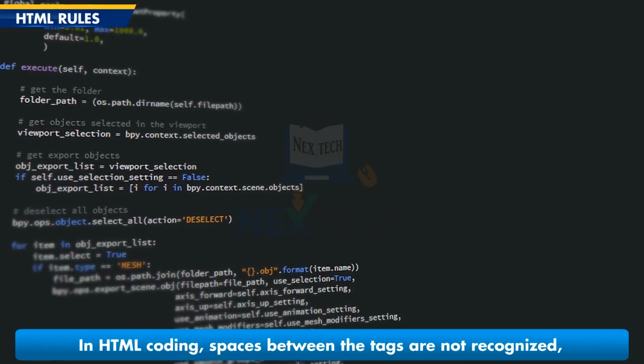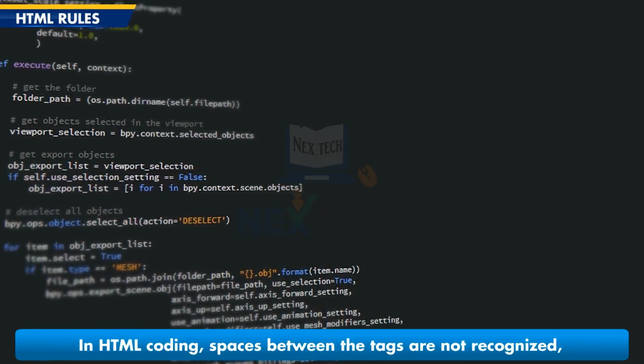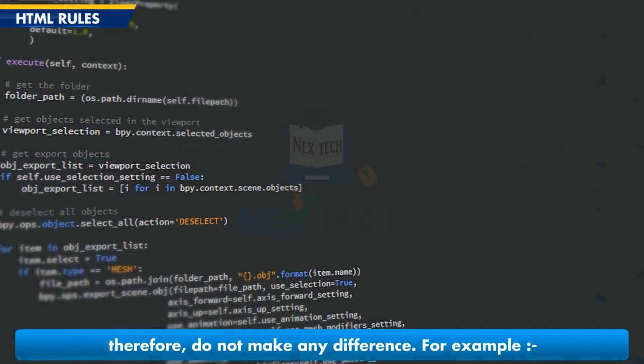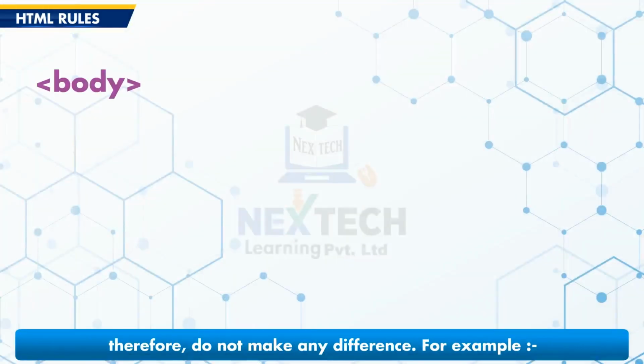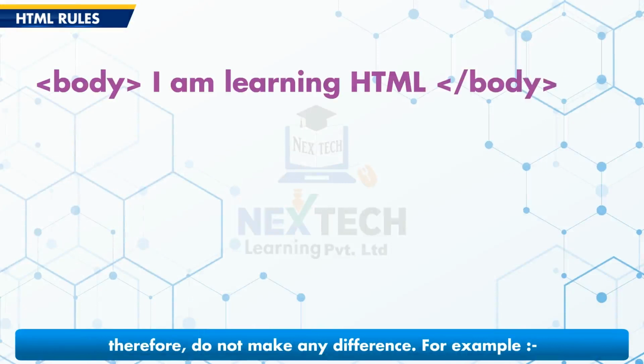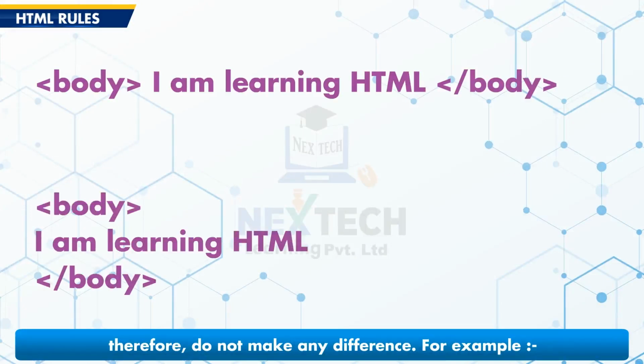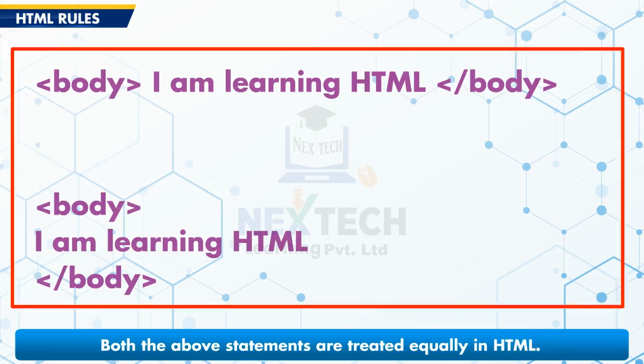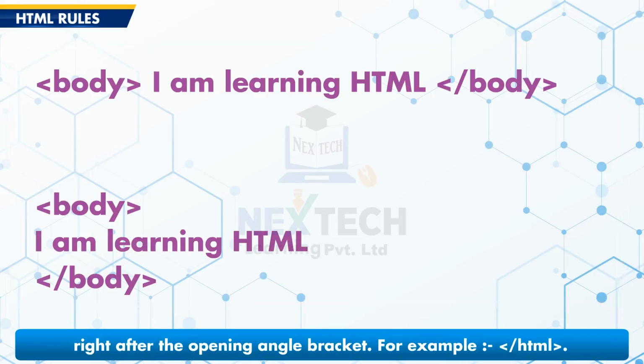In HTML coding, spaces between the tags are not recognized, therefore do not make any difference. For example, body tag, I am learning HTML, close body tag. Body tag, I am learning HTML, close body tag. Both these statements are treated equally in HTML. The closing tag must have a / right after the opening angle bracket. For example, close tag HTML.